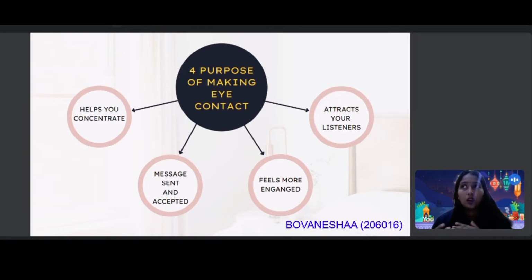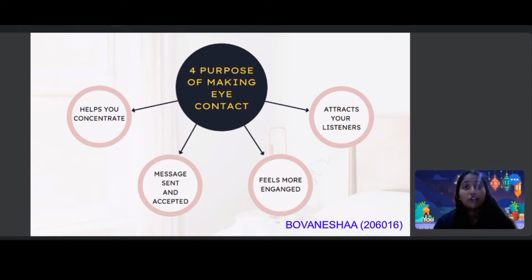When you make eye contact, you are actually sending messages to someone verbally. So when you send a message to them, it's not like they are reading, they are listening. So you have to make sure that they are engaged with you, and you have to look at their facial reactions to know whether they are accepting your message or not. When you deliver something, someone should be receiving it. That's when the communication will be very effective and feels more engaged.